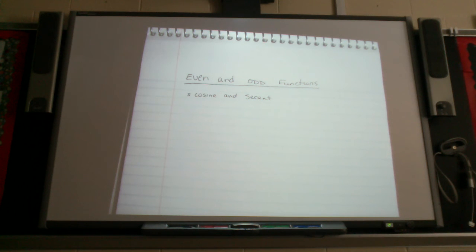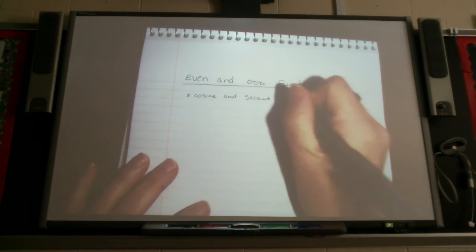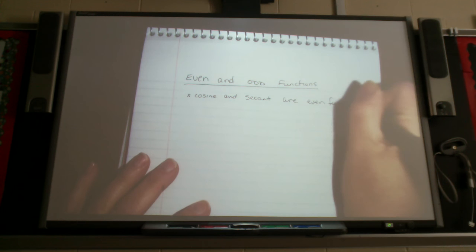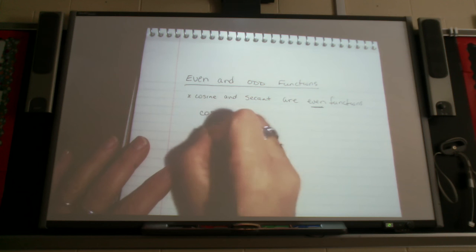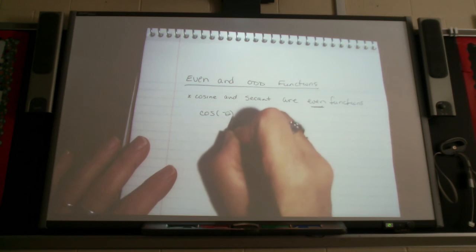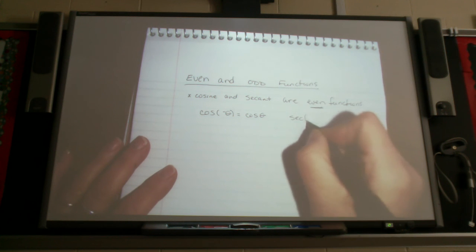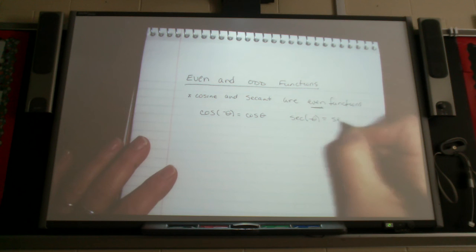An even function has symmetry with respect to the y-axis, and an odd function has symmetry with respect to the origin. So cosine and secant are even functions, which means that the cosine of a negative theta is equal to the cosine of theta, and the secant of negative theta is equal to secant of theta.